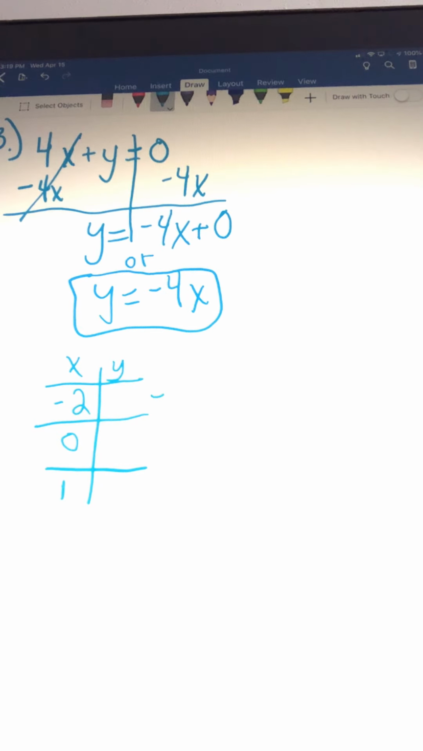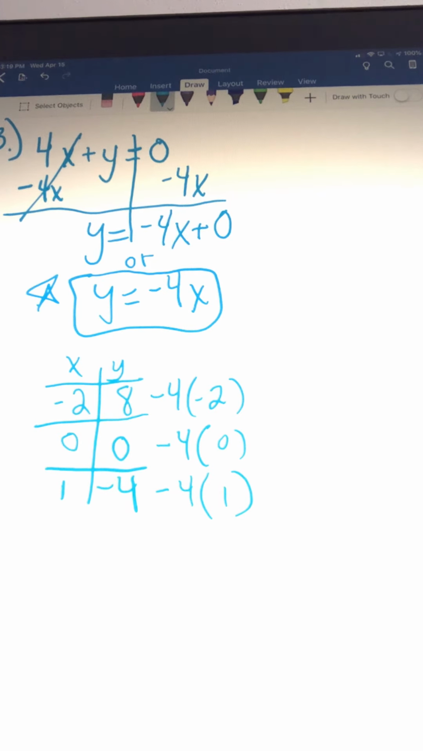So we have negative 4 times negative 2. Negative 4 times negative 2 is a positive 8. Negative 4 times x is 0. Negative 4 times 0 is 0. Then we have negative 4 times x is 1. Negative 4 times 1 is negative 4. And you are finished. You have your y equals mx plus b, and you have your function table.